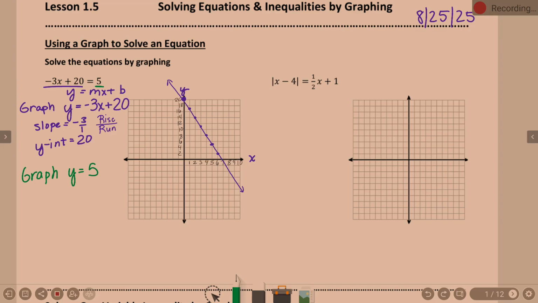Okay, so get that graphed. Are we good? Okay. What about y equals 5? Because now we've got to graph that one. What does y equals 5 look like?